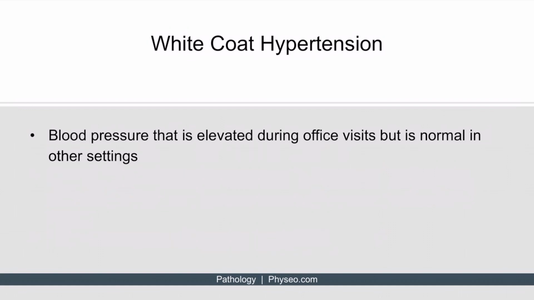This is blood pressure that's elevated during office visits, but is normal in other settings. So when these patients are out of the office, blood pressure readings are normal. This is why the diagnosis of hypertension is typically not made unless the blood pressure is at some point measured outside of an office setting.